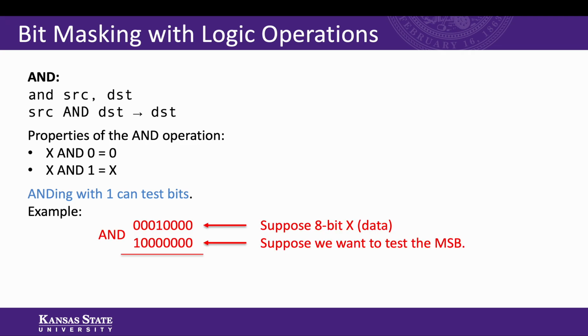Let's suppose I had an 8-bit data x given by 0001 0000, as shown here. And let's say I wanted to test the most significant bit. In this case, I will AND it with 1, 0, 0, 0, 0, 0, 0, 0. The 1 is because I'm supposing that I want to test the most significant bit.